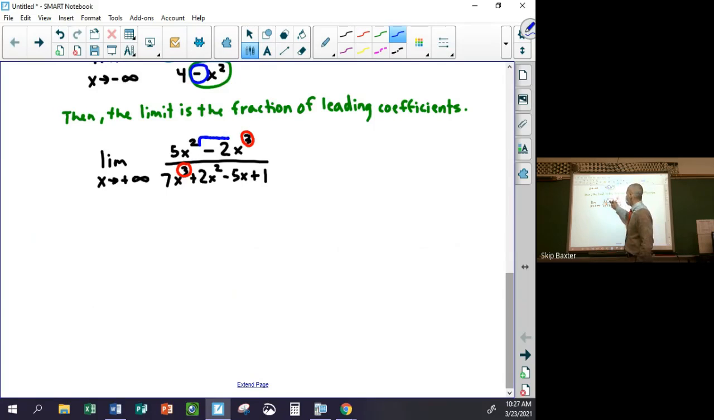The leading coefficient on the top is negative 2. Now, leading is a misleading term, actually. It doesn't have to be the first coefficient. It just has to be the coefficient of the highest power. So you're going to take the coefficient of x cubed here and the coefficient of x cubed here. And that's it. So the answer here is going to be negative 2/7.